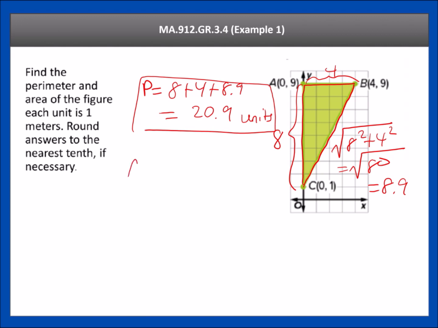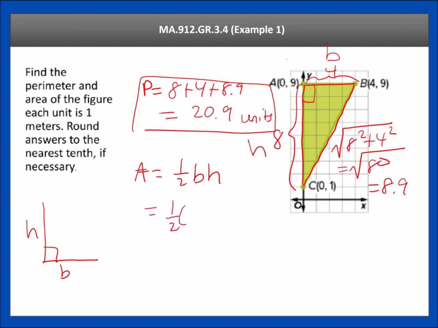And then to find the area of a triangle, it is 1/2 base times height, where the height and the base have to be perpendicular. So the height and the base need to be at a right angle to each other, which they are here. So this is a right angle. We got our base, we got our height, so we can just multiply them and divide by 2. So 1/2 times base of 4 times height of 8. Half of 4 is 2, and then 2 times 8 is 16. So 16 units squared. There's our perimeter, there's our area.